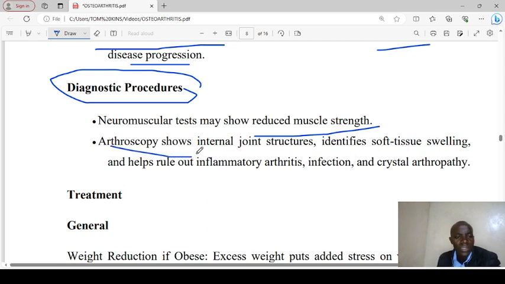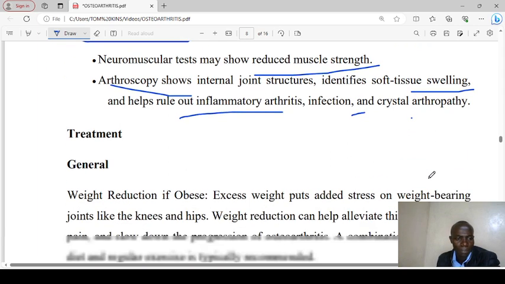Remember, arthro refers to a joint. Arthroscopy looks at the internal joint structures. You're looking at the internal joint structures, so you want to identify soft tissue swelling. You want to help rule out inflammatory arthritis, infection, and crystal arthropathy.